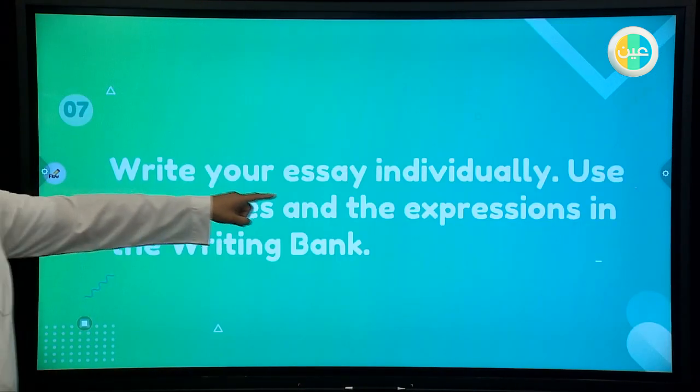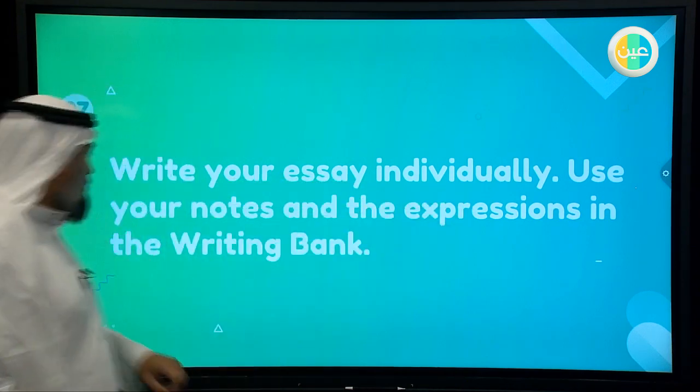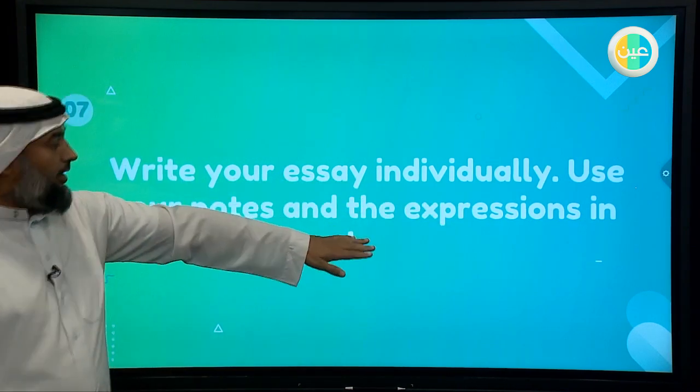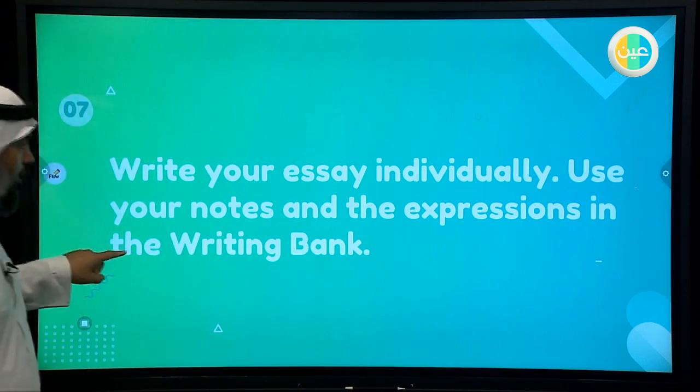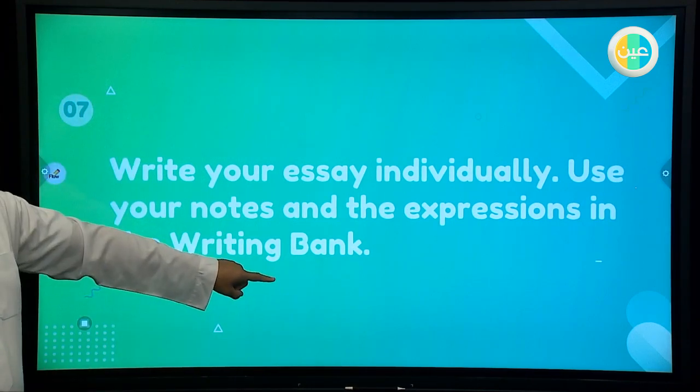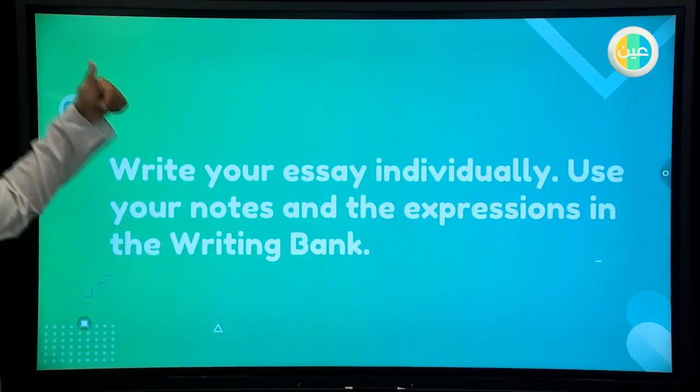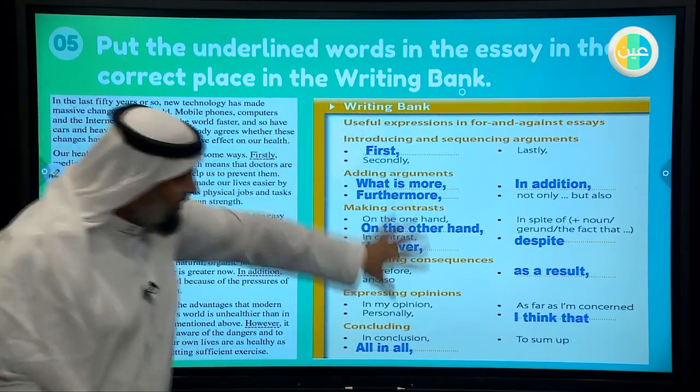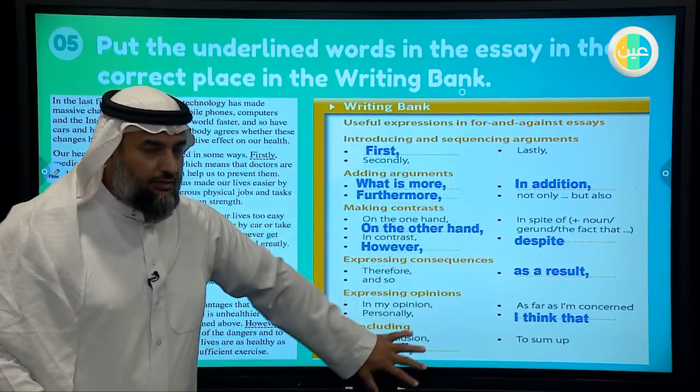Now, write your essay individually. Use your notes and the expressions in the word bank or writing bank. Don't forget the writing bank. This is the writing bank. Use these expressions. Okay? Don't forget.